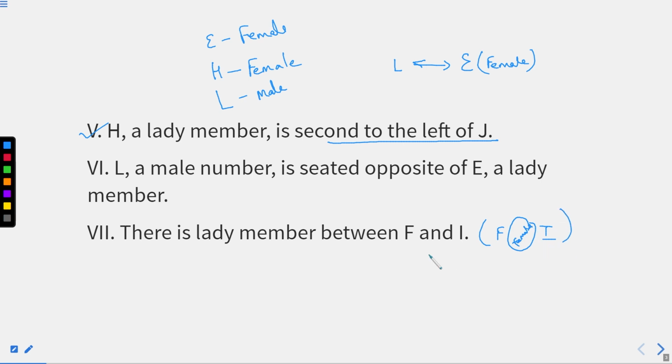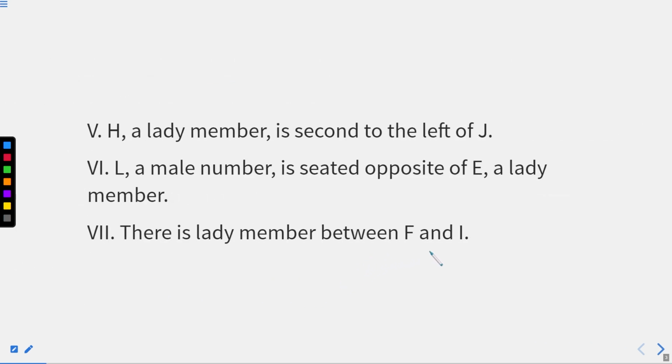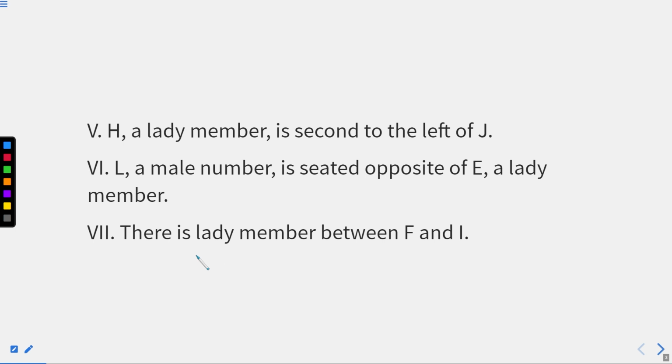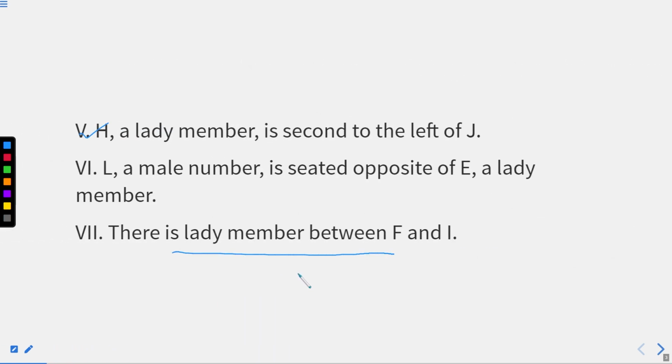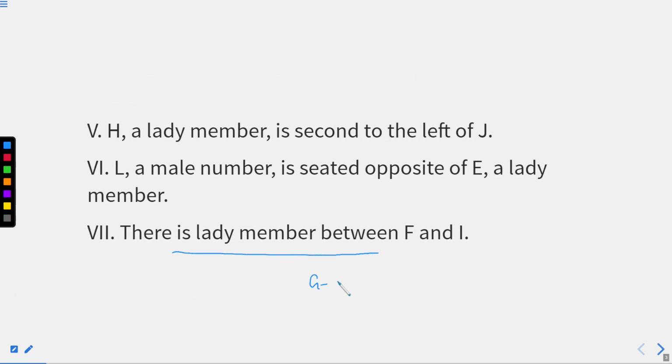So you have read all the constraints. A total of 8 points are here. You can go through the points again, right? You can see that we have a constraint for F and I, and in the last also we know there is a lady member between F and I. So from point number 4, that is this point, and from point number 8 and point number 7, we can figure out that G is also a lady member, right? So G is also a female.